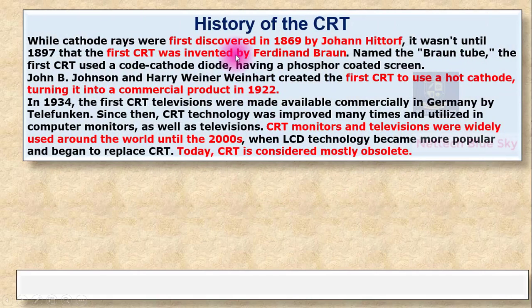So this is the CRT monitor, very important in the old generation time. I will discuss CRT monitor history in the next video: the history of the CRT monitor and how it was created.